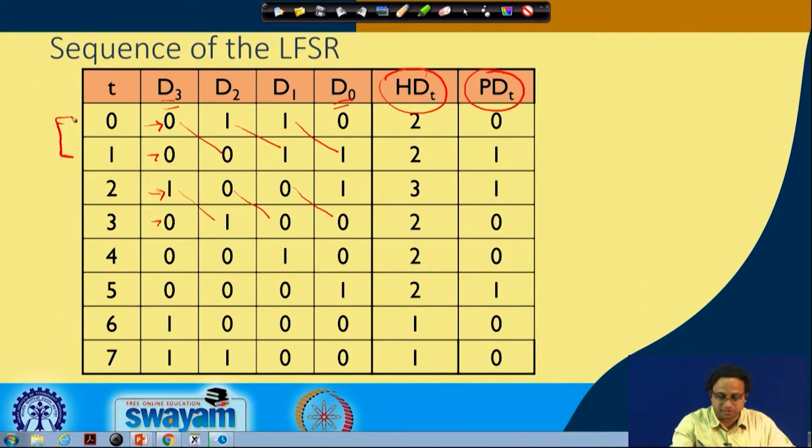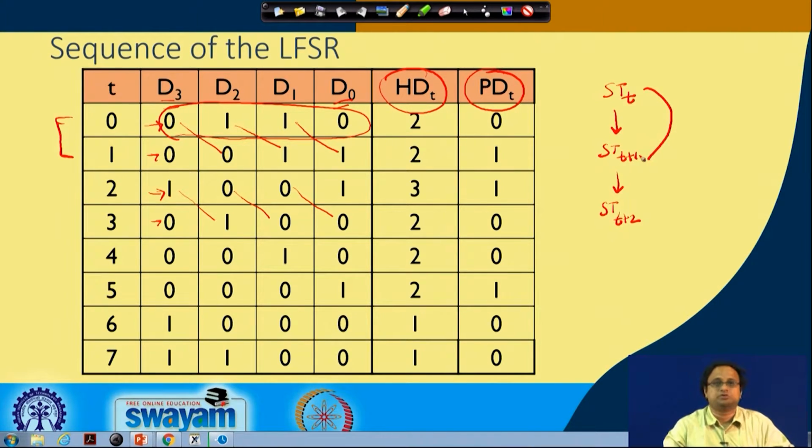For example, suppose I denote this state as ST_t and it migrates to ST_t plus 1, and in the next clock cycle it goes to ST_t plus 2. Then HDT stands for the Hamming distance between them. So let me write that HDT is the Hamming distance between the states ST_t and ST_t plus 1. This is the Hamming distance between these two states.